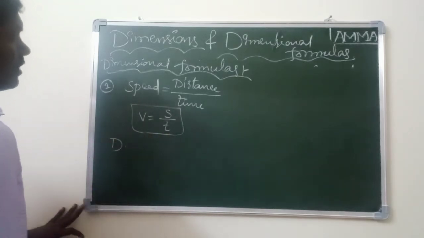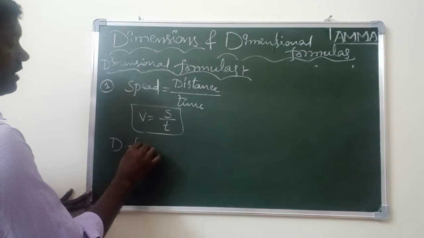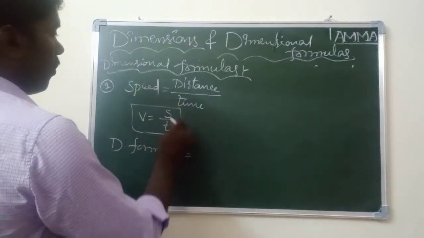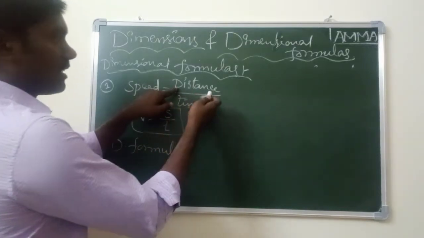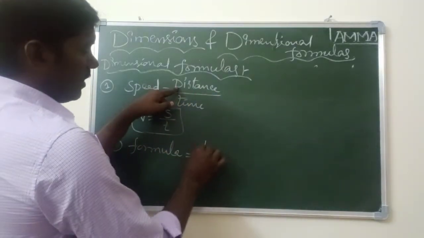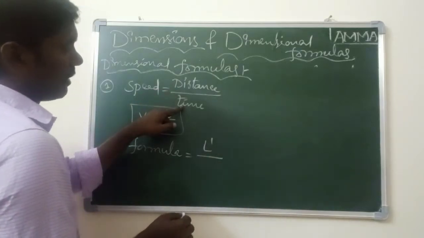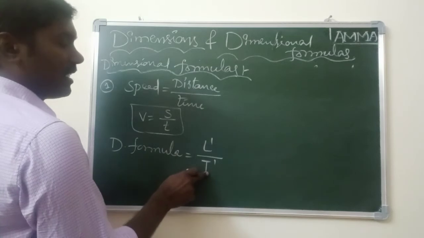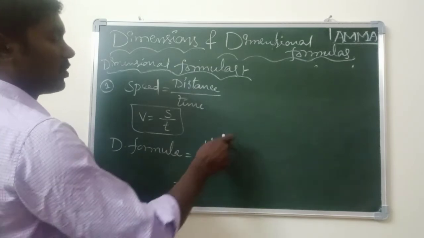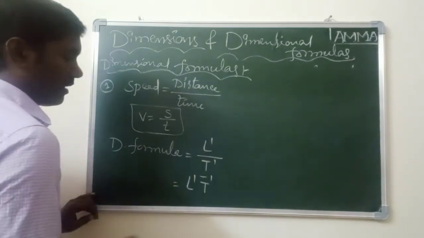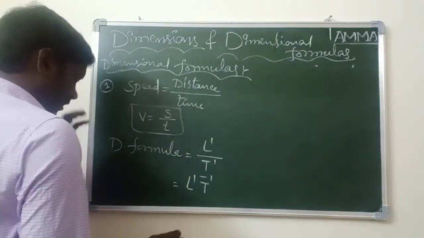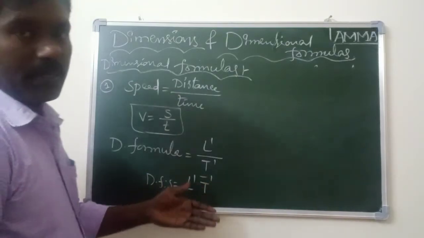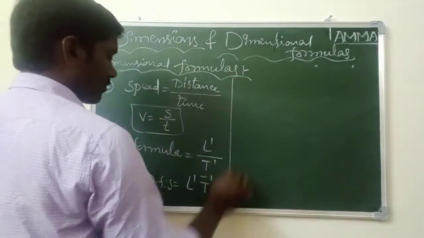Then what is its dimensional formula? The dimensional formula of speed: what is the dimensional formula of distance? Distance is nothing but length only. Then L1 by the dimensional formula of time, which is T1. Sending T plus 1 from the denominator to the numerator, it becomes T power minus 1. So the dimensional formula of speed is L1 T minus 1.